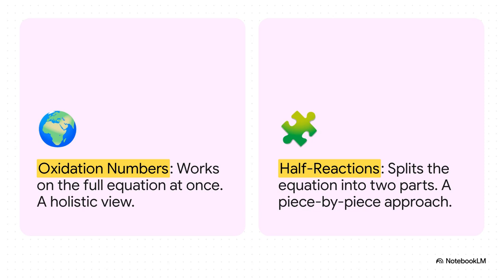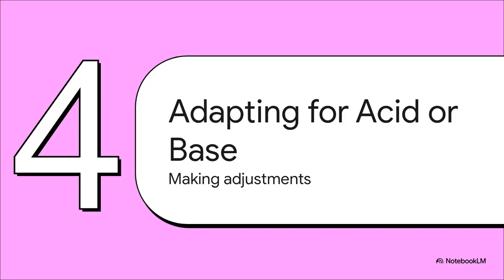One method is kind of a big picture view, the other is more step by step. It really just comes down to choosing the tool that makes the most sense to you. Now, what's really cool is that these methods are also super flexible. So far, we've been working in an acidic solution, right? That's why we were using those H+ ions. But what if your reaction is happening in a basic solution? Turns out it just takes one tiny adjustment.